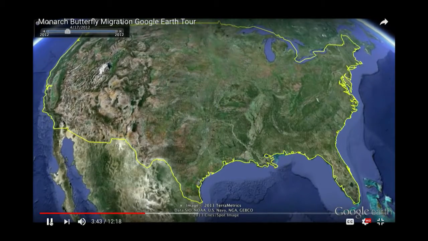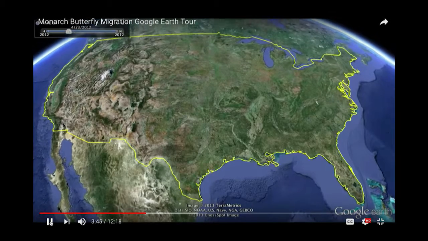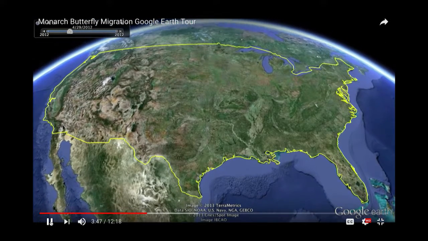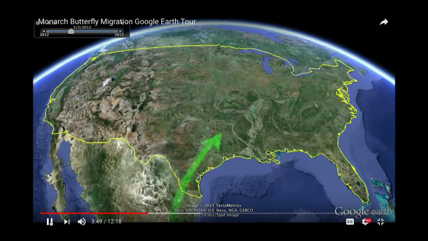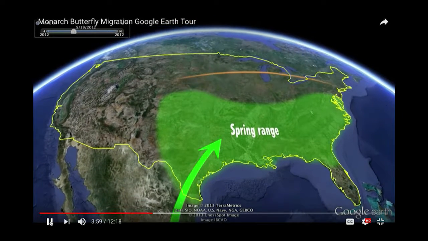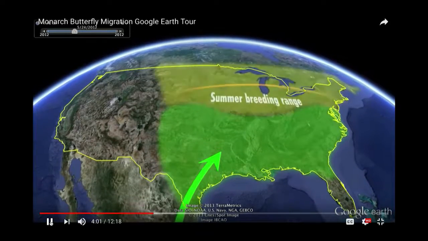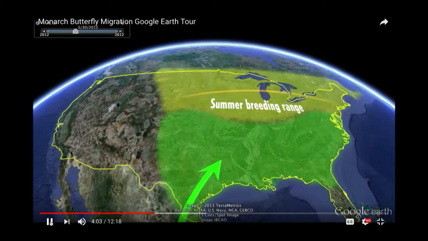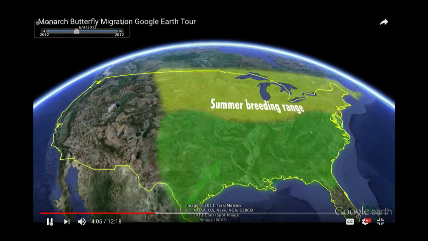The butterflies from Mexico live no more than a month after leaving their overwintering mountaintops and laying their eggs. And so it's this next generation, born in the southeastern U.S. in what's called their spring range, that pick up the next chapter of the migration, which goes northward into what we call their summer breeding range. So this is everything kind of from a line through the middle of the United States up into southern Canada.